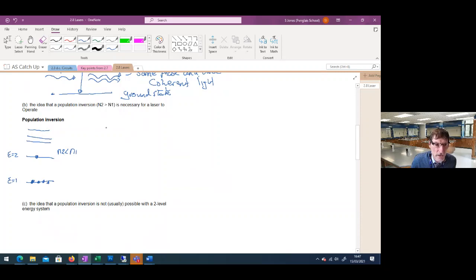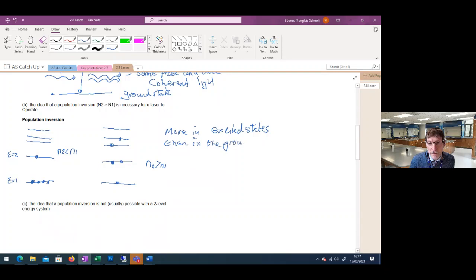So for a population inversion, we need to have the opposite. What we want is more of them up here. It doesn't matter where they are exactly. I want more of them up there than down here. So that's a population inversion. I've only got 2 in there, and 1 and 1 in the others, but I've got them all excited. So here N2 is greater than N1, and that's a population inversion. They're not where I want them, but that's the definition: there are more in the excited states than in the ground states. And that's what we're looking for.